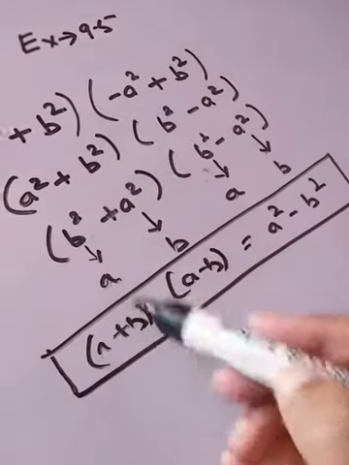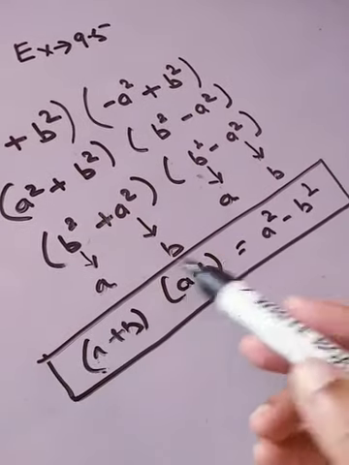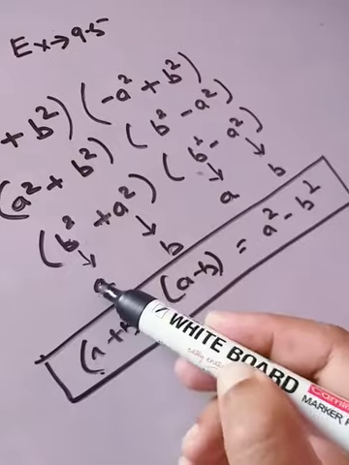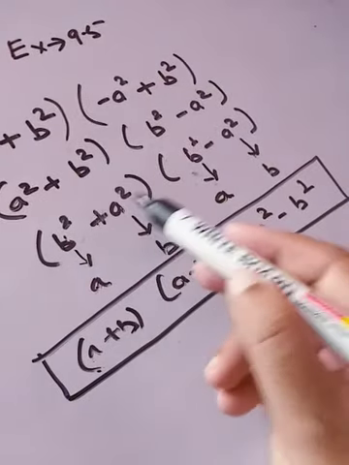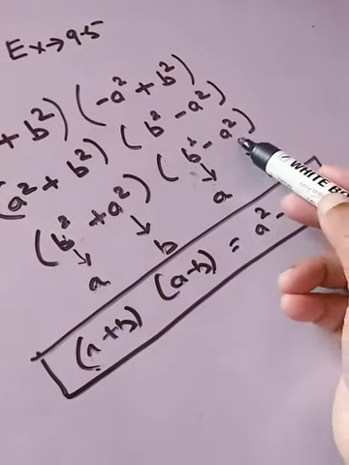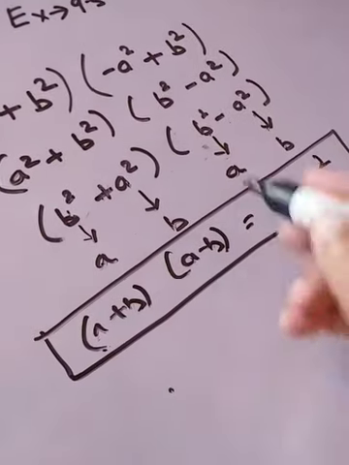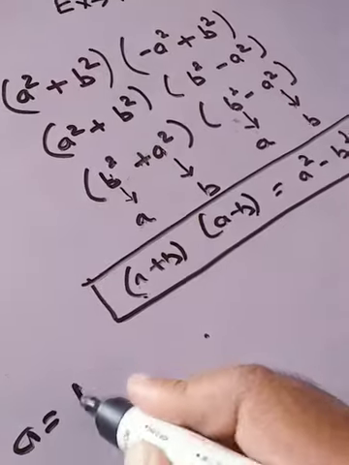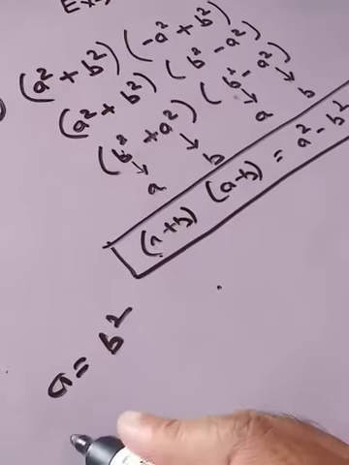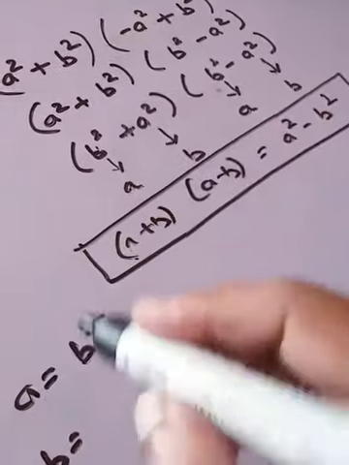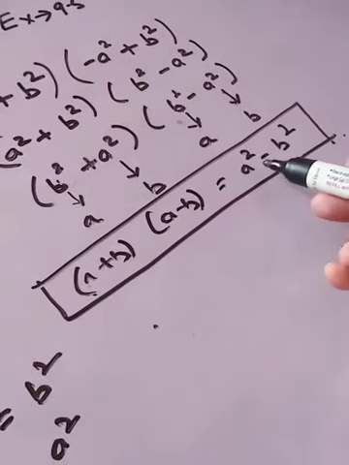Okay, so it is given in this particular form, that is a plus b, a minus b. So what do we have to write? a square minus b square, isn't it? So we'll write a square. What is a? In place of a, what is there? b square. And what is b? In place of b, what is there? a square. So according to the formula, what do we have to write?